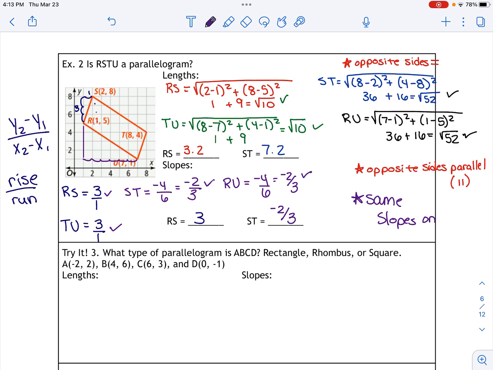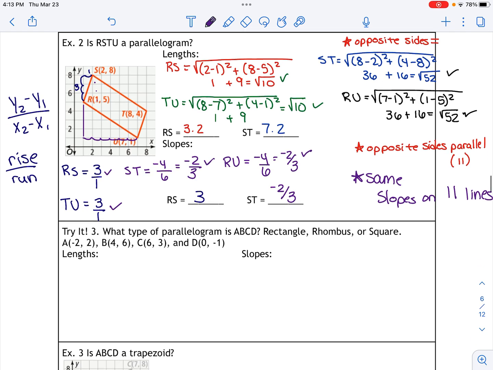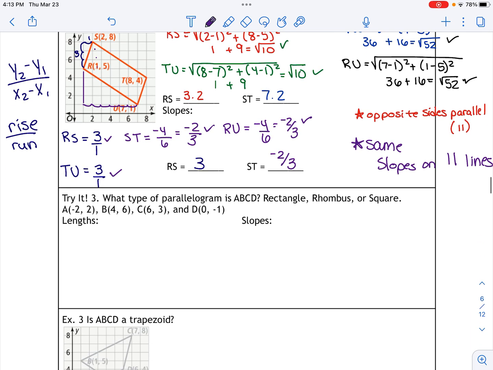Same slopes on parallel lines. All right, so this has you try it without a picture. If you don't have a picture, you might want to go back and use this slope formula for finding slopes. So we want to check, it says what type of parallelogram it is.